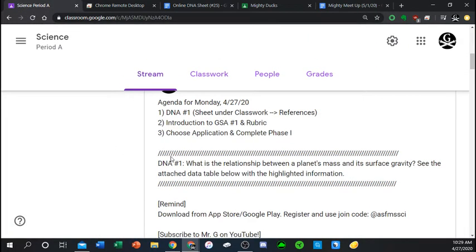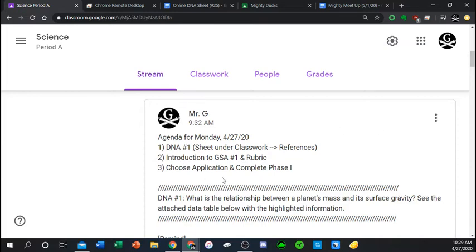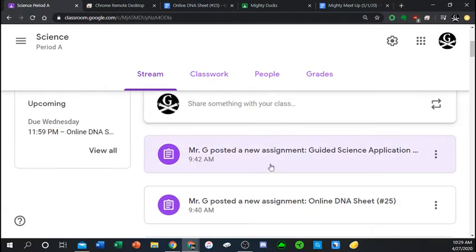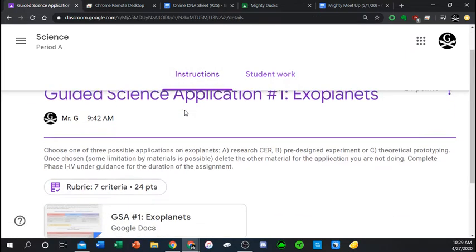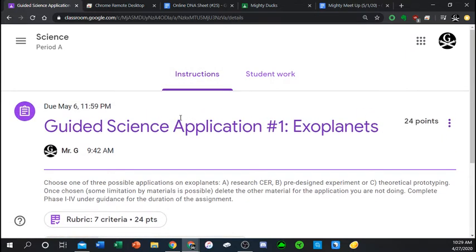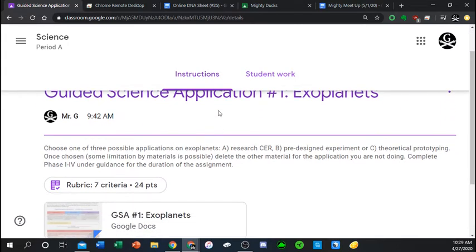Well, what's next on our agenda? Introduction to the GSA and its rubric. Choose an application and complete phase 1. Oh boy. What does this mean? Guided science application. Guided science application number 1, exoplanets. Choose one of 3 possible applications on exoplanets: a research CER, a pre-designed experiment, or a theoretical prototype.